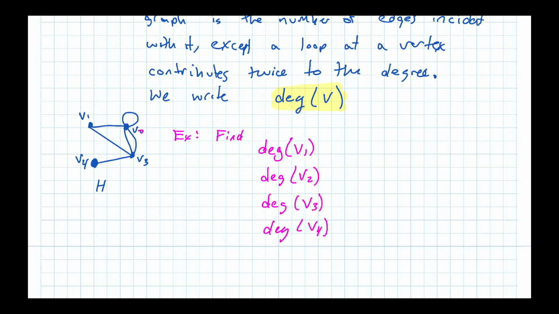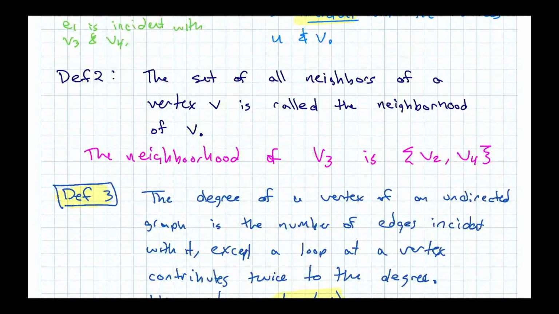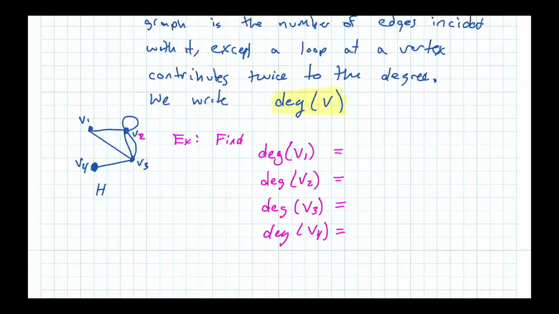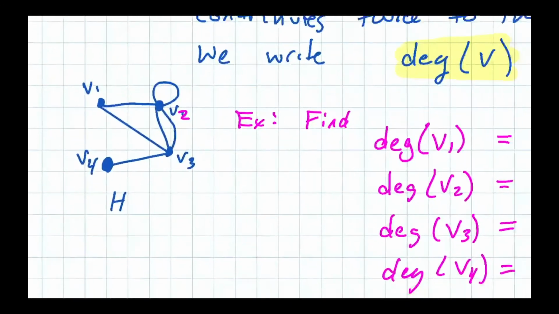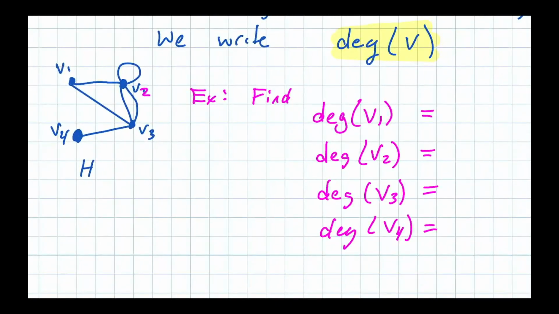All right, so let's find all of these degrees. We can do that because this is undirected, right? There are no arrows on the edges. That's what undirected means. So in the definitions, when they say undirected, they just mean no arrows on the edges. All right, so let's count this up. I think we've done this before, but we'll do it again.